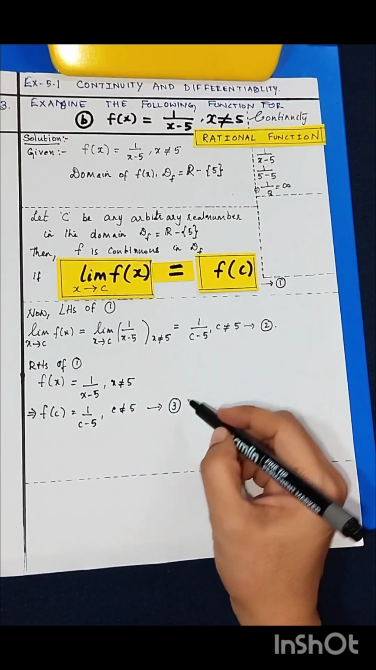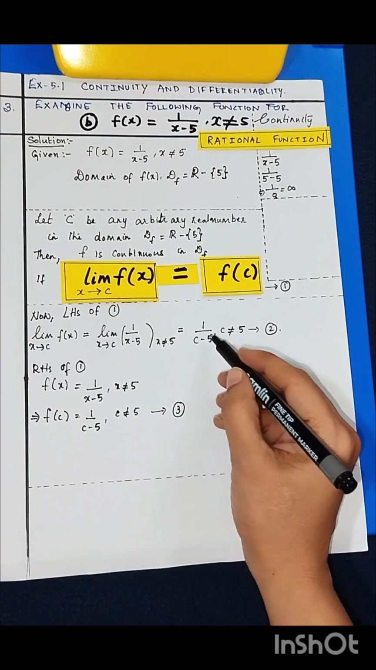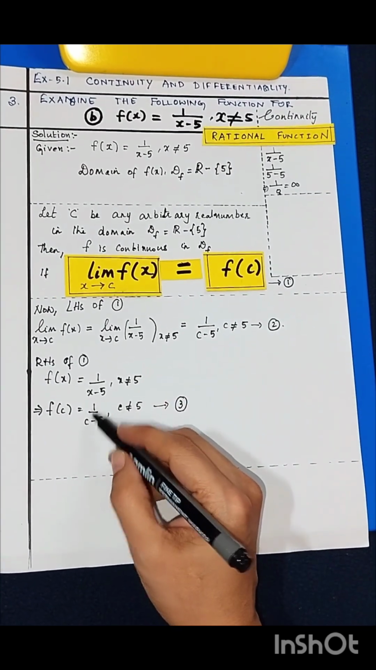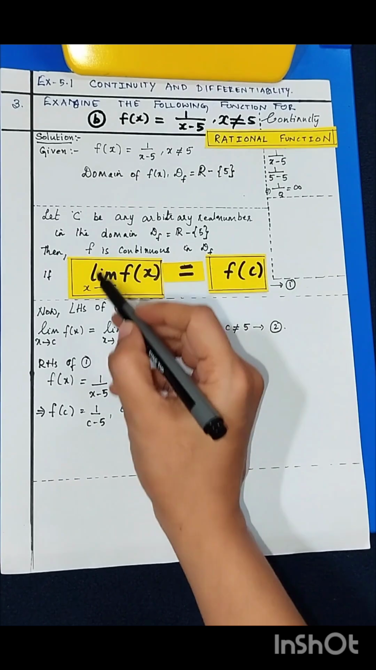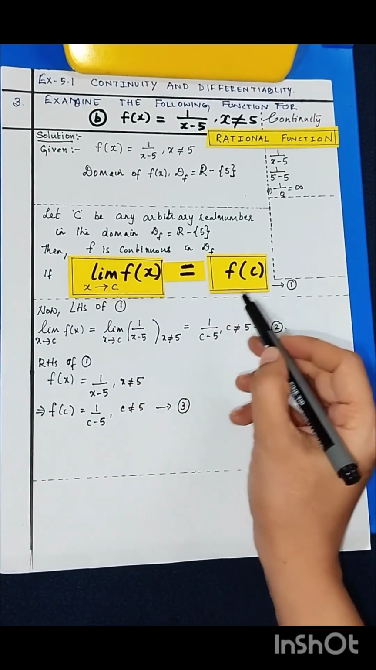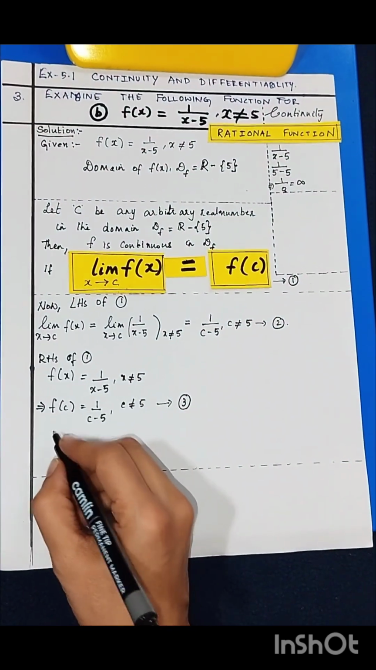Now these 2 and 3 are equal, right? This is also 1 by c minus 5. This is 1 by c minus 5. So here we got 1 by c minus 5. This is also 1 by c minus 5. So what can we write?